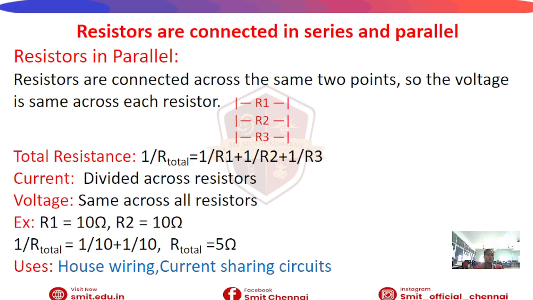For example, R1 and R2, 10 ohm and 10 ohm are connected in parallel, means 1 by R total equals 1 by 10 plus 1 by 10. So R total equals 5 ohm. In parallel connection, if two equal resistors are connected in parallel, half of the value is the total resistance. Uses are in house wiring and current sharing circuits.